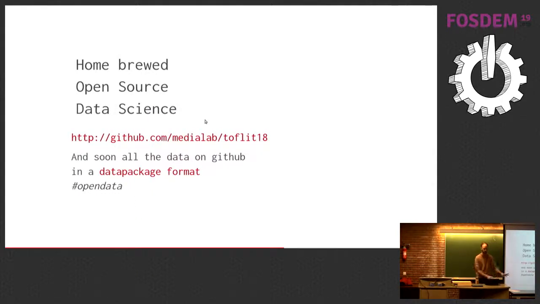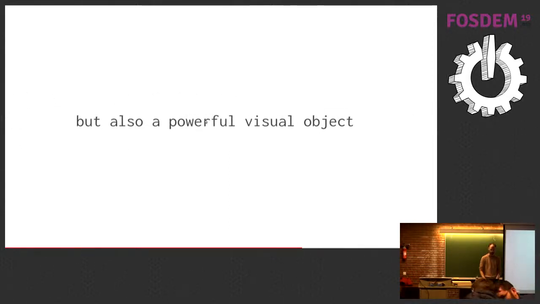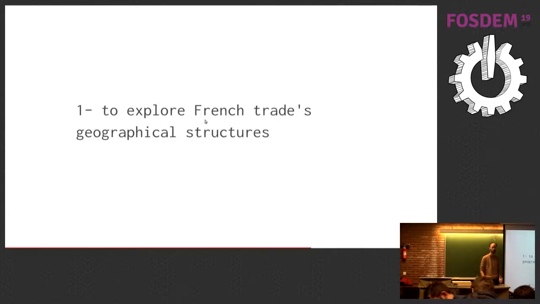So to sum up the technological part of the talk, we basically homebrewed open source data science tools, thanks to Guillaume. It's on our GitHub, and soon we will also release the data in a data package format. So the graph model is not only a convenient way to store and query our data, but also a powerful visual object to explore French trade geographical structure. Here I'll tell you how we used networks not only to store data, but to analyze them visually.